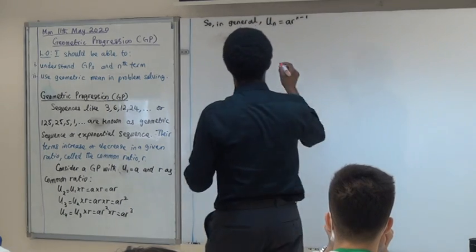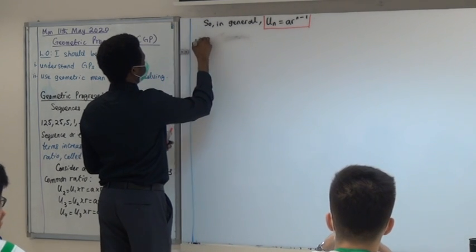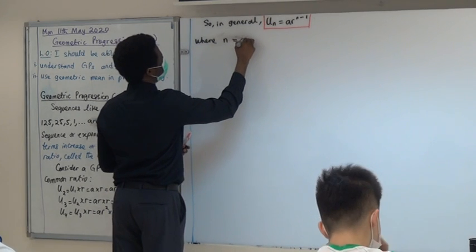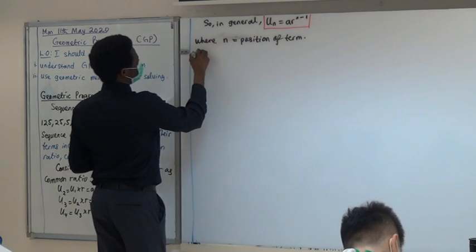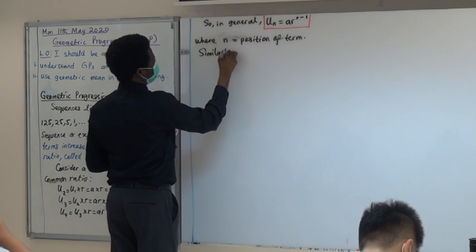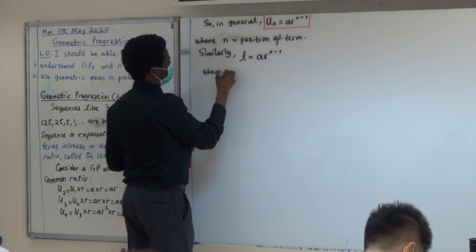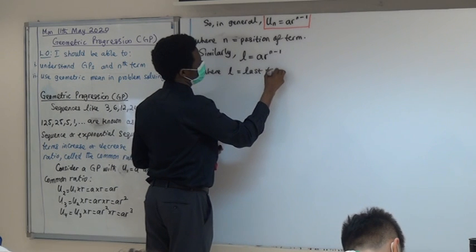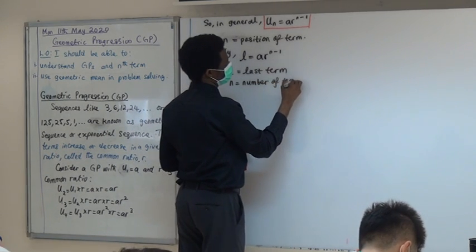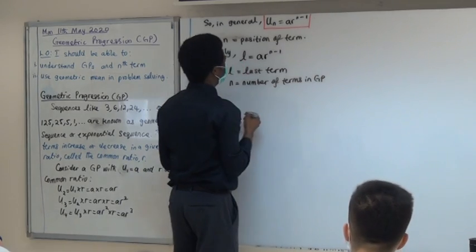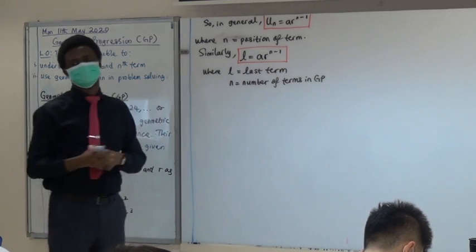Does that make sense? So let's get that. Where n is the position of the term. Similarly, just like we did in AP, the last term is l equals ar to power n minus 1. In this case, l signifies the last term, and n means the number of terms in the GP. So let's take note of these two. Very, very important.